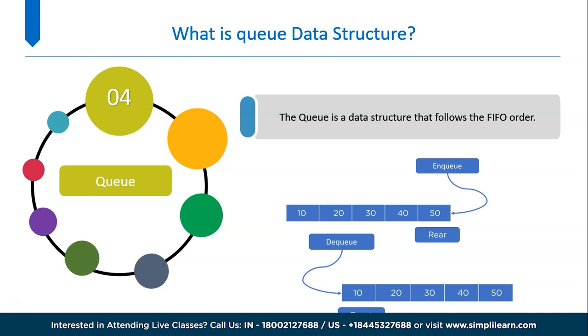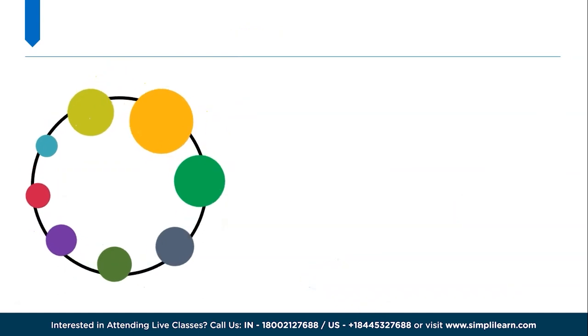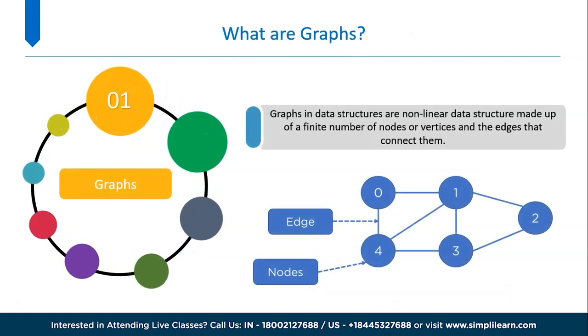dequeued. So you can see in the diagram we have the element 50 which is at the rear end, which is an enqueue, and similarly the element 10 which is at the front of the array is a dequeue. So let us now move ahead and understand the next type of data structure, which is graphs. Now we have come to the non-linear type of data structures here.